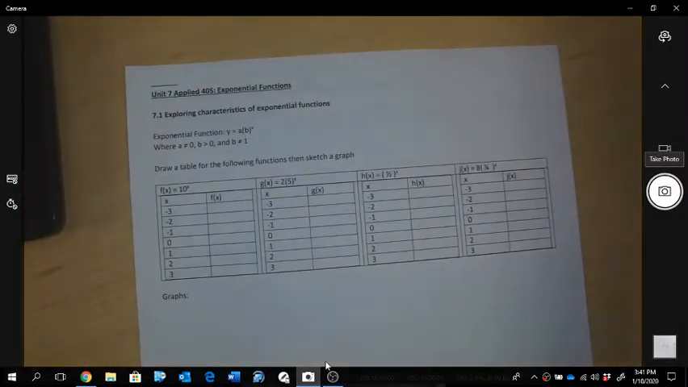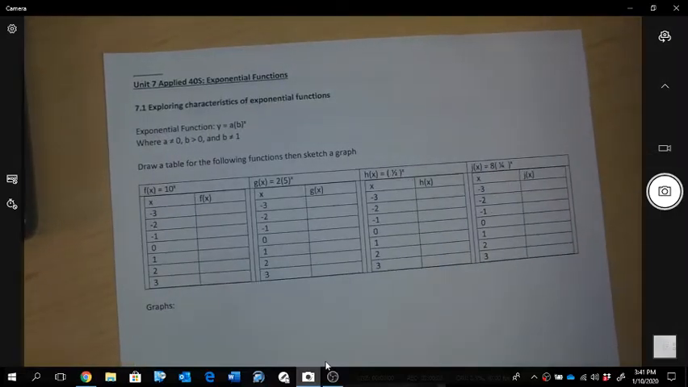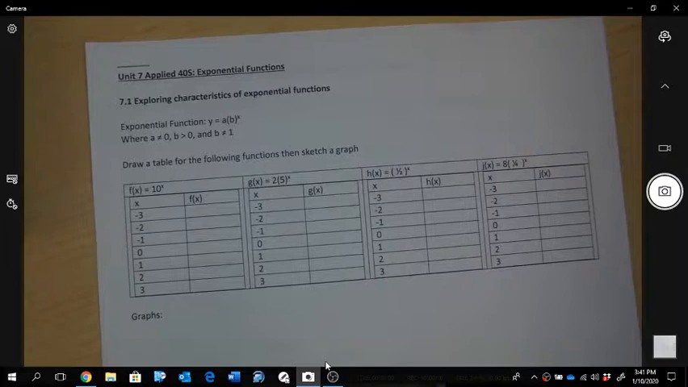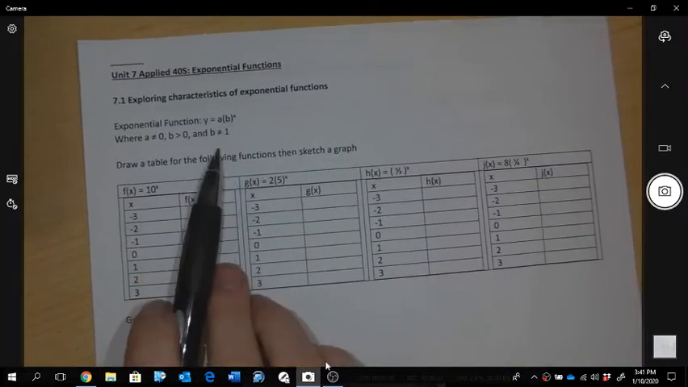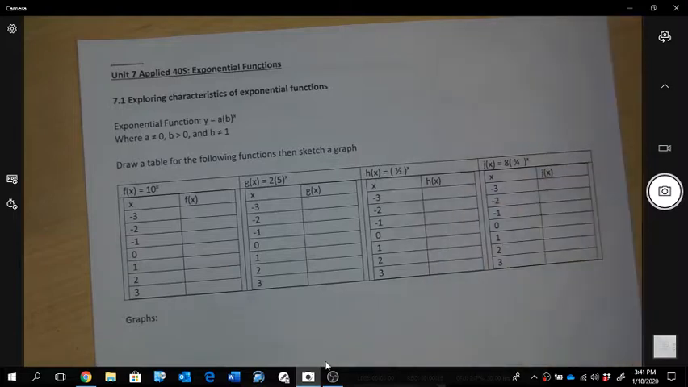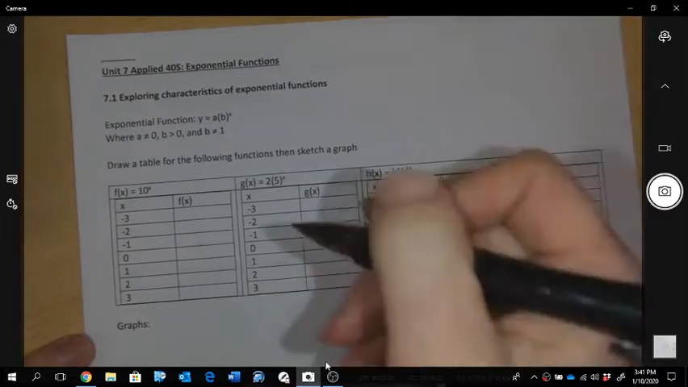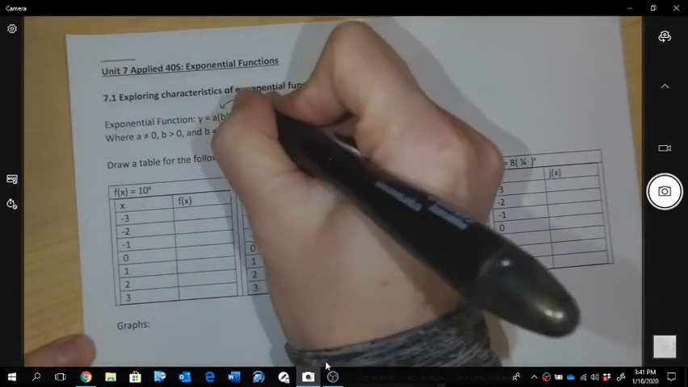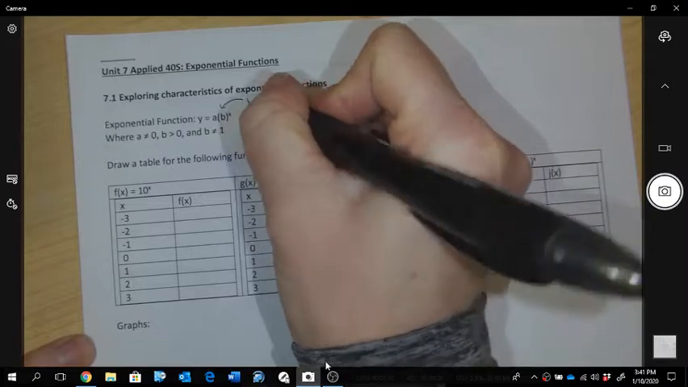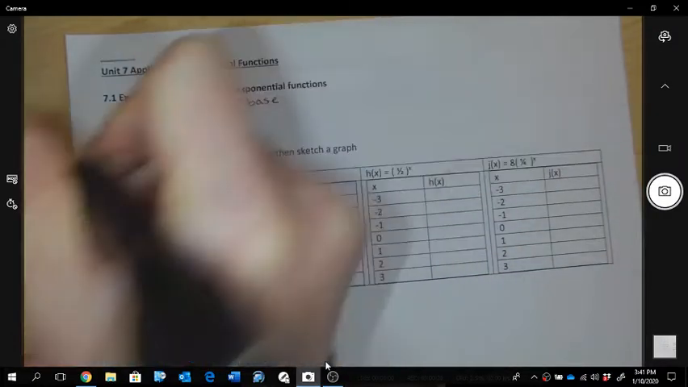Okay, I'm going to start 7.1 today, exploring characteristics of exponential functions. An exponential function is in this form, y equals a b to the x. If you want to understand the parts of this, b is what I would call your base, because it is being raised to an exponent, and a would be a coefficient, a number that you multiply in front.